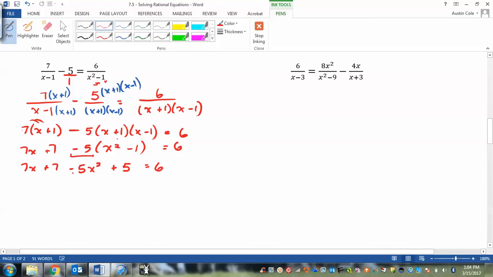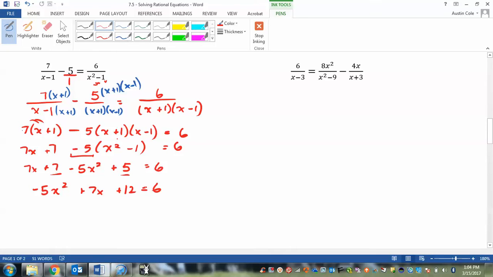So this 5x squared could be the same. Now let's combine like terms first. 7x. Actually, I'll do this. I'm going to say -5x squared plus 7x plus 12 equals 6. Now I'm going to move everything to the right.